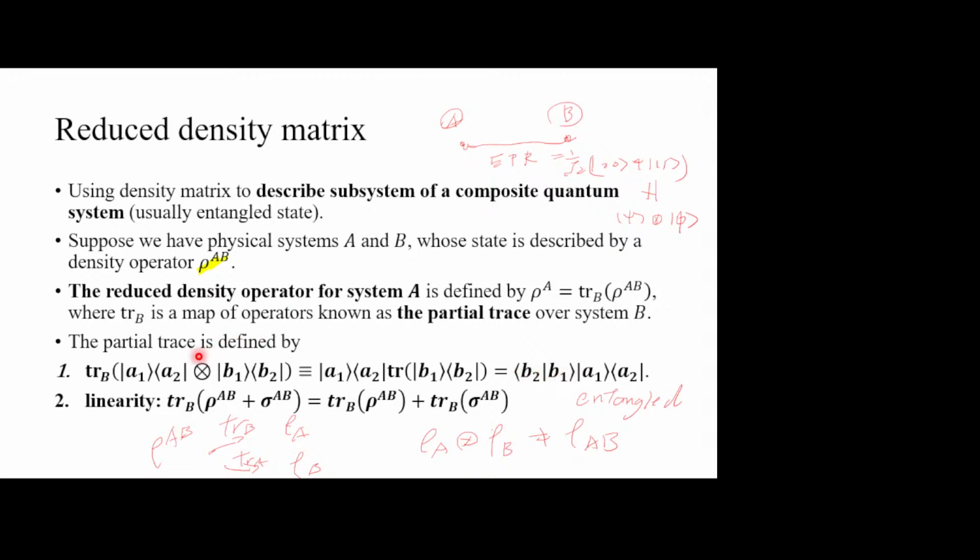This operation is only defined on a very small subset of matrices on this H_A tensor H_B, but we can extend this to every possible matrix on H_A tensor H_B by just using linearity. So we say trace_B of any density matrix rho AB plus any density matrix sigma AB equals trace_B of rho AB plus trace_B of sigma AB. This is the definition of partial trace.